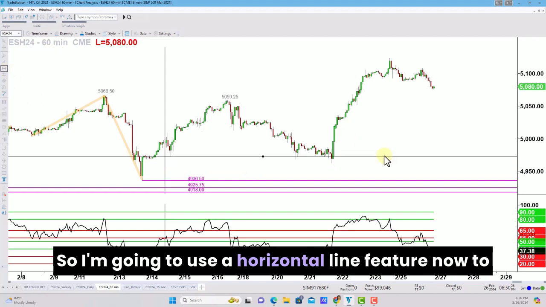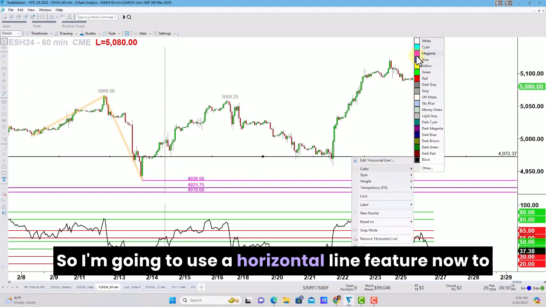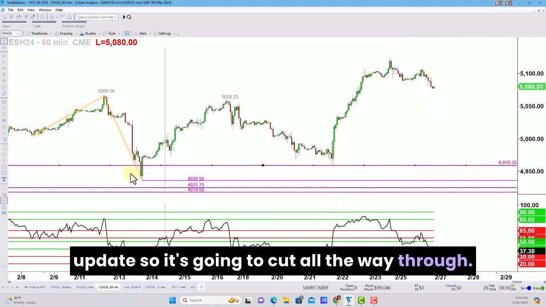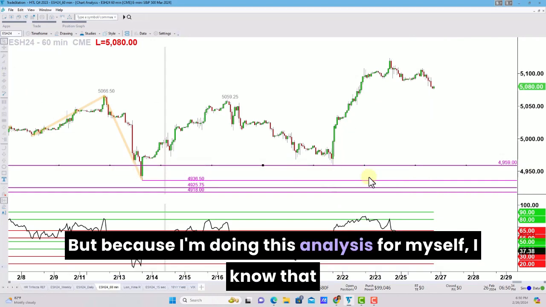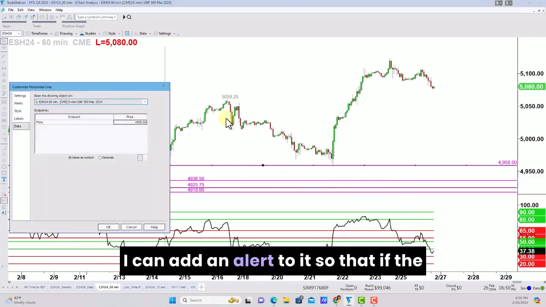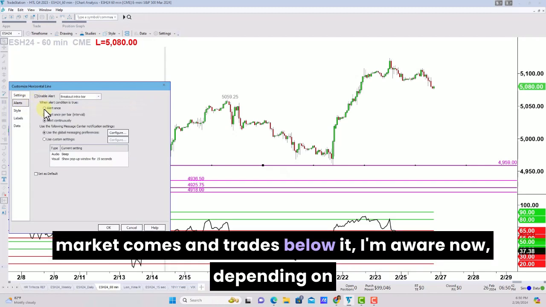So I'm going to use a horizontal line feature now to update. It's going to cut all the way through, but because I'm doing this analysis for myself, I know that this line is anchored to this low. And if I want, I can add an alert to it so that if the market comes and trades below it, I'm aware.